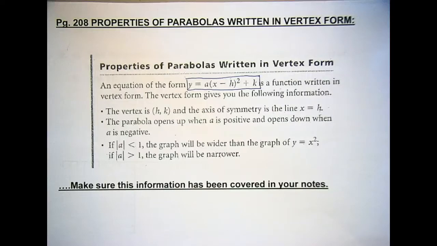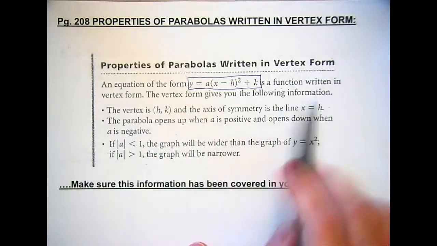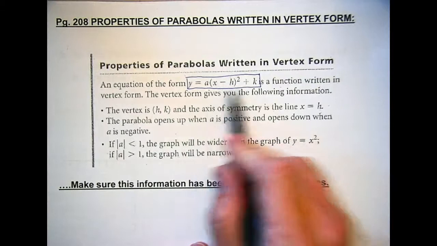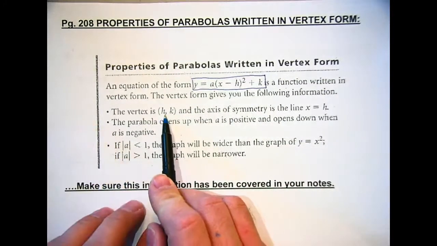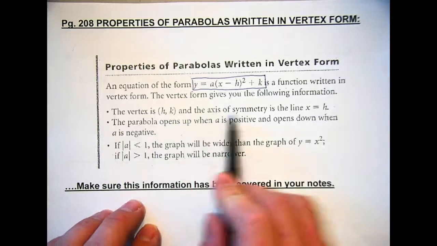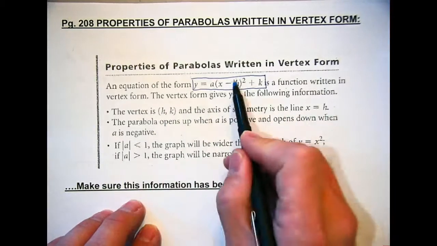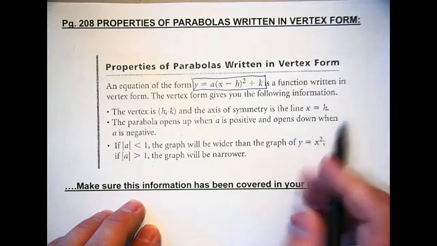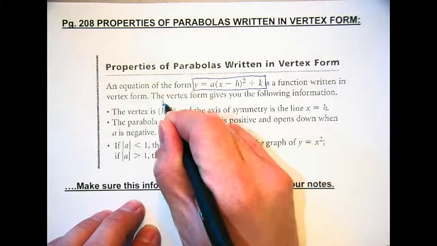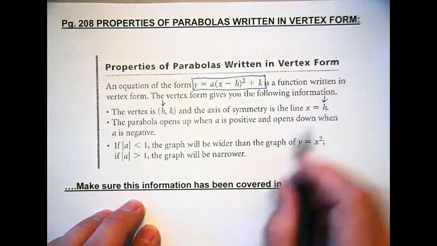But, okay, the vertex form gives you the following information. So you wrote down vertex form. It tells you the vertex, h, k. And the axis of symmetry is the line x equals h. So the vertex is h, k. The axis of symmetry is at x equals h. So this value right here is always the thing that goes right here in your equation for axis of symmetry. Those two things are always the same.